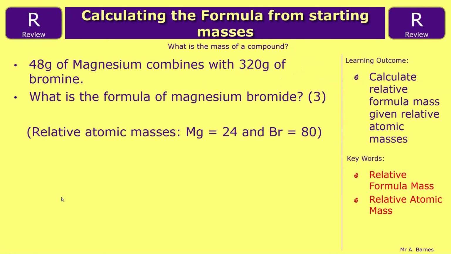Okay, that sums up this video then. So we'll move on to the review, which is 48 grams of magnesium combines with 320 grams of bromine. What is the formula of magnesium bromide? It's also worth 3 marks, and you've also got the relative atomic masses. That should be straightforward for you now, which ends this video.